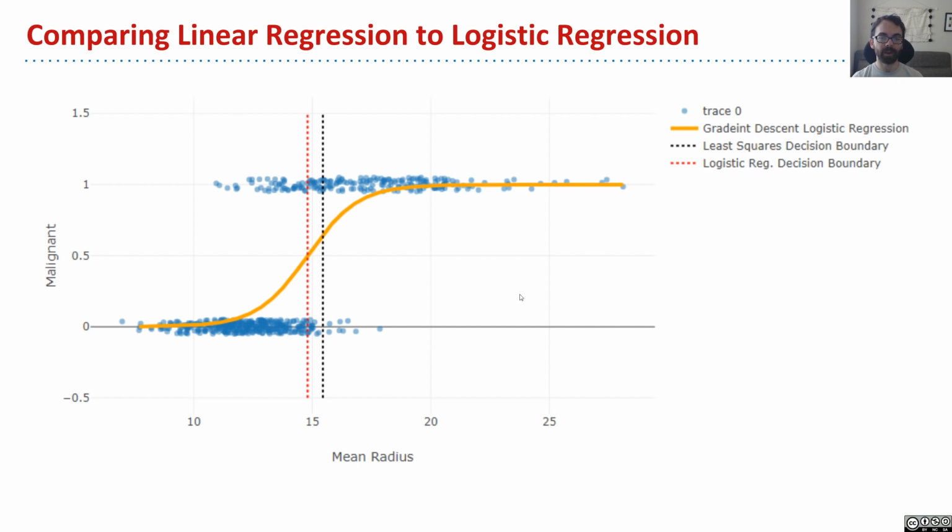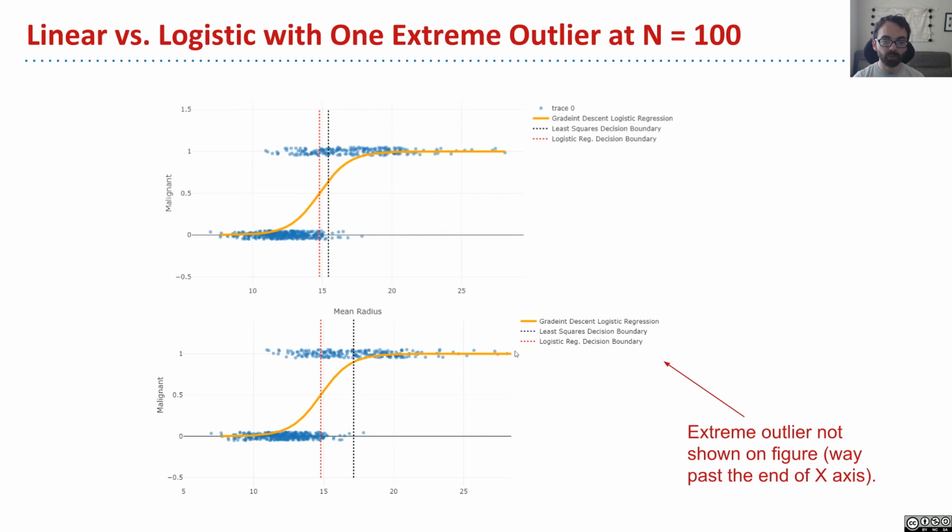The really important part is that if we now add an extreme point way out there, remember that value that was 100 out there? Now, if we look at the logistic regression, it barely moves its decision boundary in response to that extreme point, whereas the least squares boundary moves quite a lot. And so this is more robust to outliers, and thus it makes for a much better classifier.